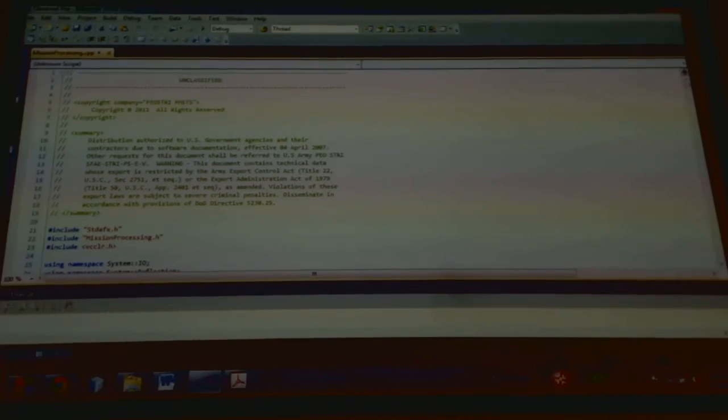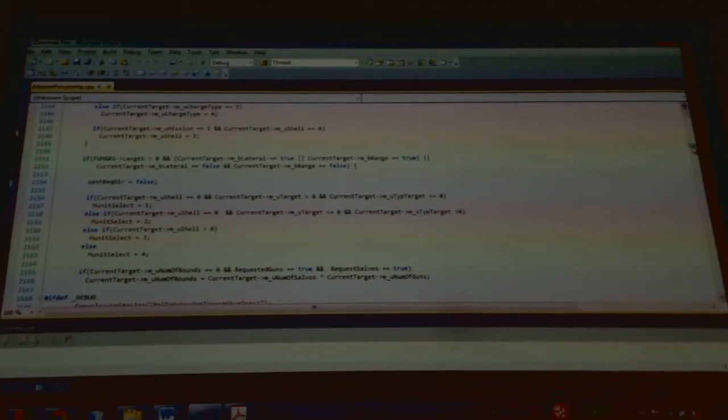So, first of all, let's look at the bottom. This is the 1.1.c++ file.